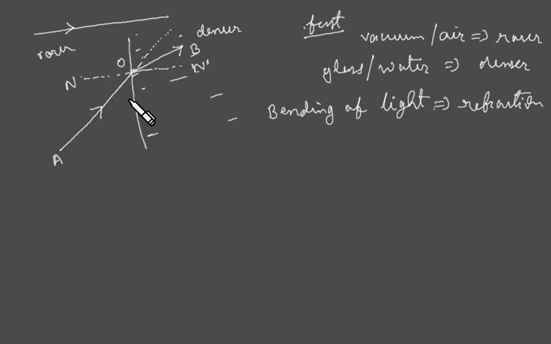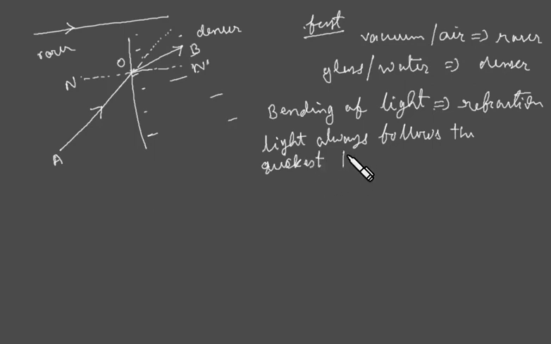It says another property of light, which is light always follows the quickest path. In some cases, that can be the shortest one. More or less the same, shortest or quickest path. Okay, so that's the refraction of light.